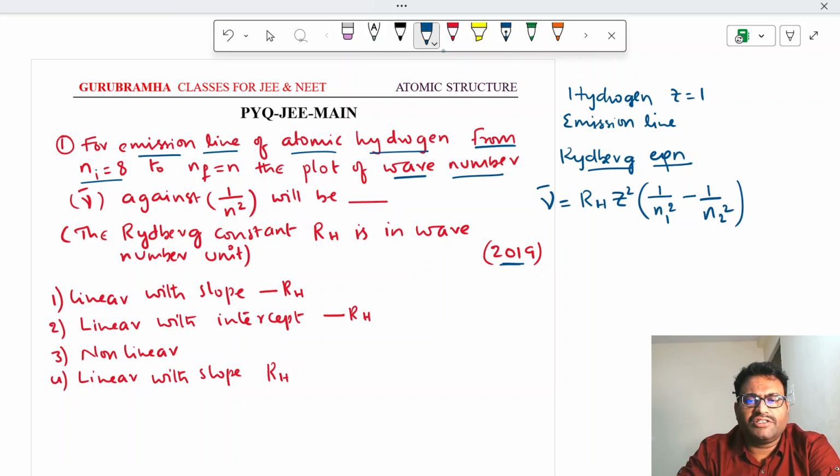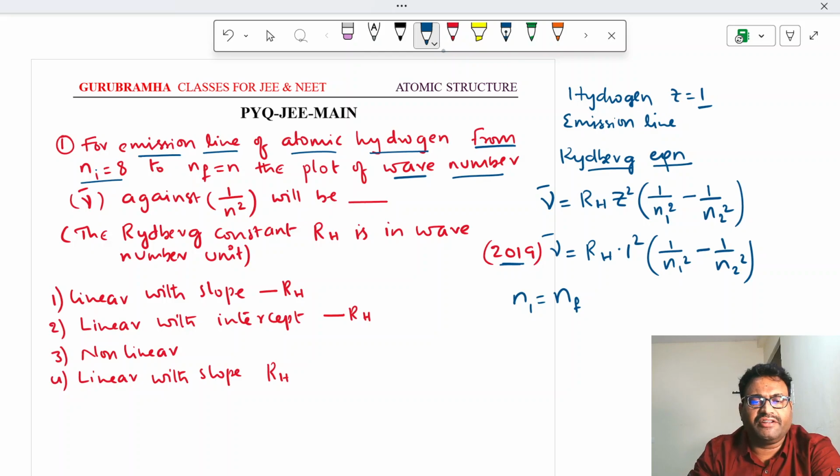Here Z is equal to 1 because the question asked is from the hydrogen atom. So Z is equal to 1. So what can I write? Nu bar is equal to RH into 1 square into 1 by n1 square minus 1 by n2 square. Right? Here what will be n1 and what will be n2? Here n1 will be n final.